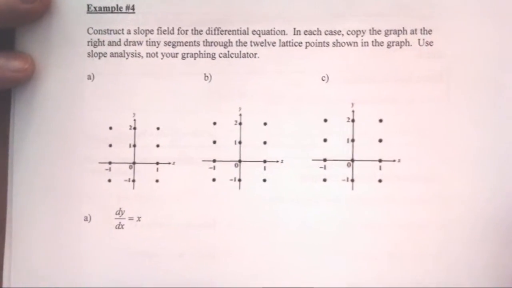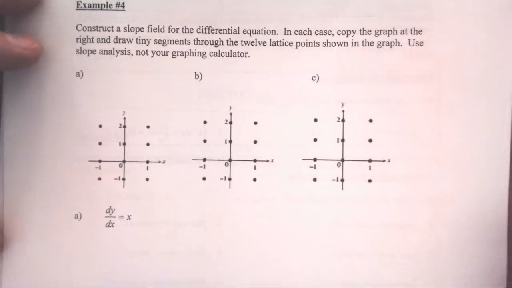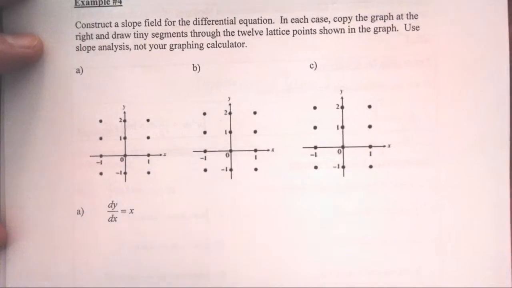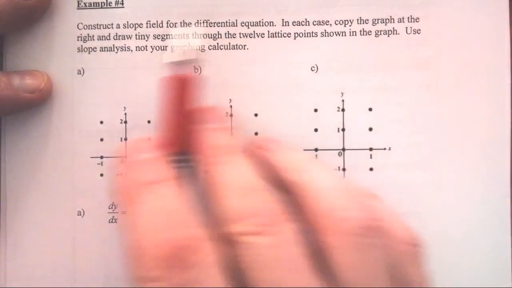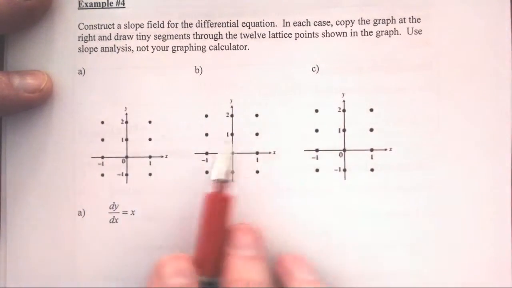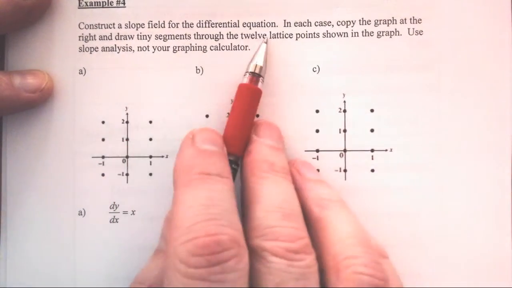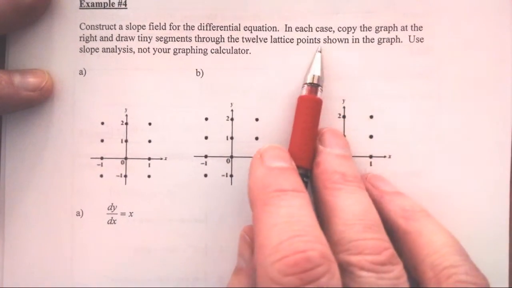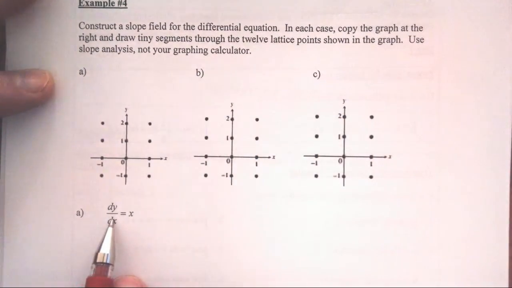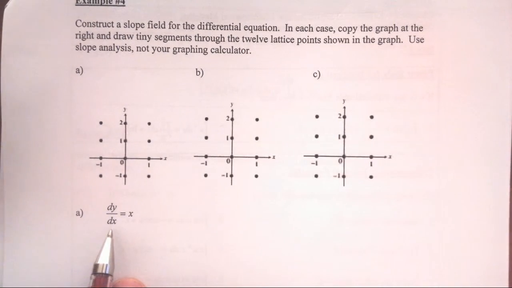Okay, and here we go, slope fields. First one, really, really easy. Construct a slope field for the differential equations. In each case, copy the graph at the right, and draw tiny segments through the 12 lattice points, 12 of those in each case, to show the slope of the graph. So this just says the slope is x.